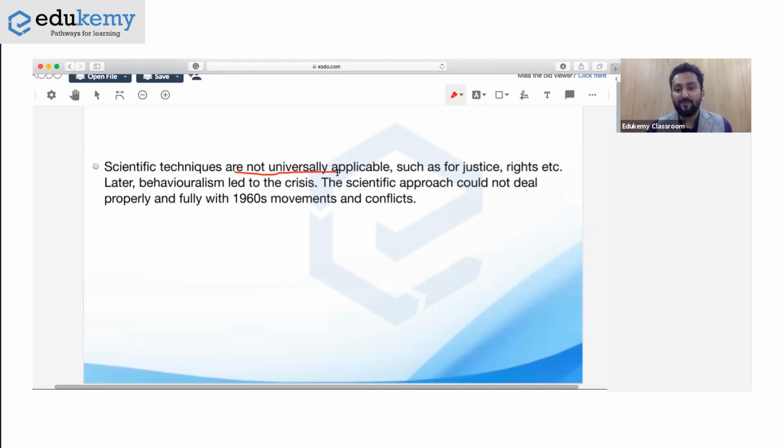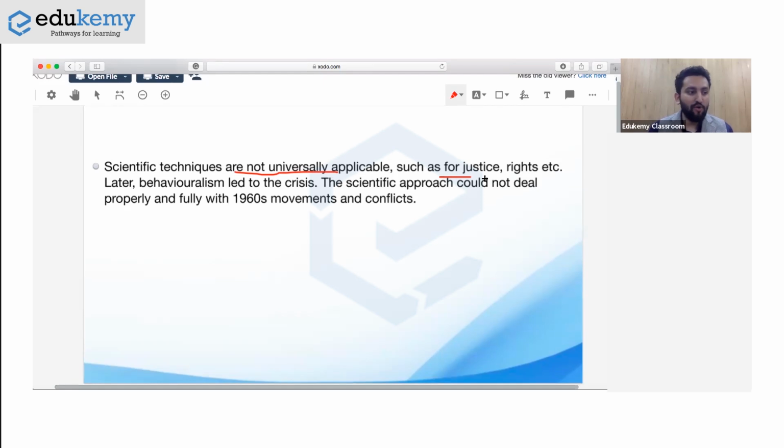We are talking about limitations of the behavioralist approach, such as justice, rights. Now tell me, can we conduct some particular science? Can we use some scientific experiments to come to a conclusion about what justice is and what rights are? No, because justice itself is a value-based conception. Something which is justice for Ayush may not be justice for Kavita or Nitish or Amit or Bindisha.